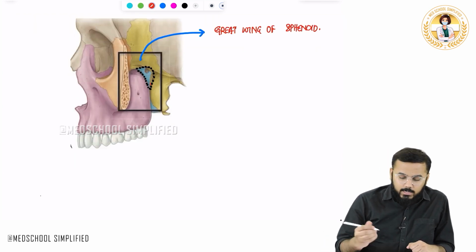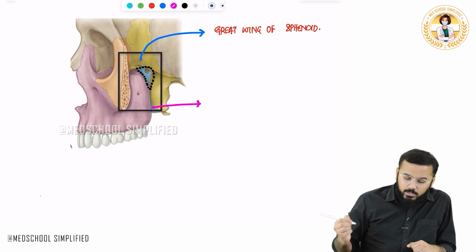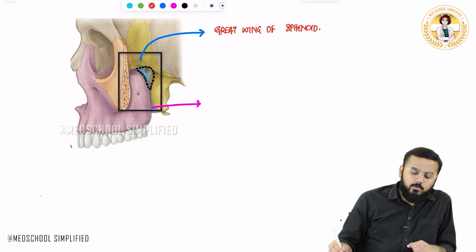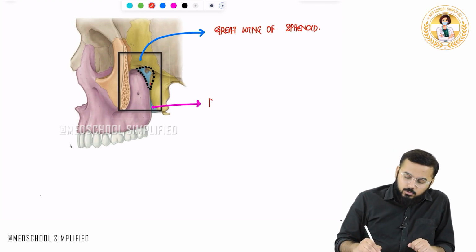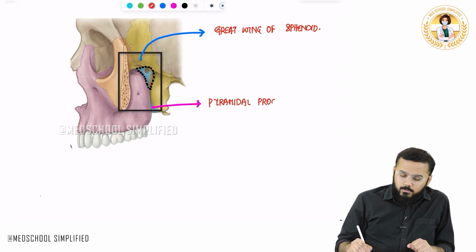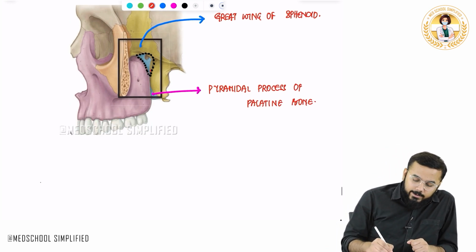Now after the superior border is done, let us concentrate on the inferior border. This dot which I am putting over here is your inferior border. What is this inferior border made up of? The inferior border has the pyramidal process of the palatine bone. So this is called the pyramidal process of the palatine bone, and it is present inferiorly.